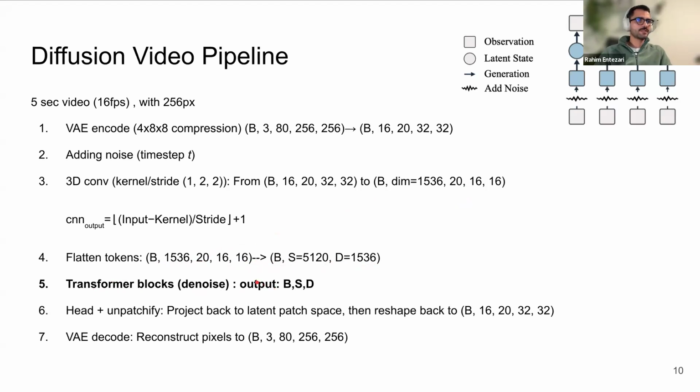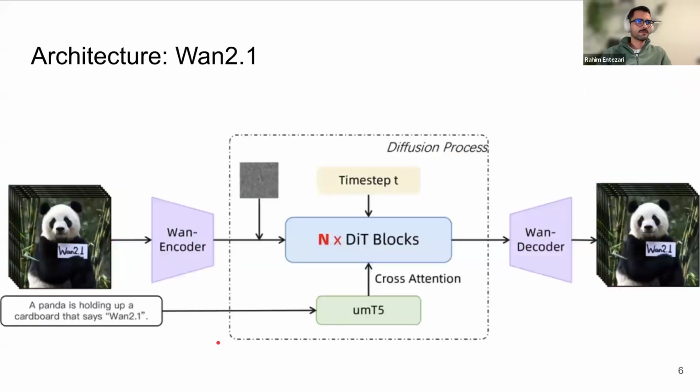I'm going to give you more details on what is inside the transformer block, but assume this as a black box for now. Then after the diffusion process happens, through many steps, we do the reverse. So we have the unpatchification and then the VAE decoding, as I showed here. So we had this encoder, we have this diffusion process, and then the decoder.